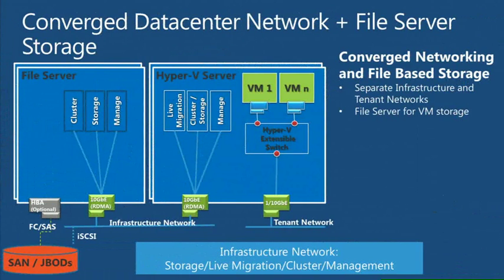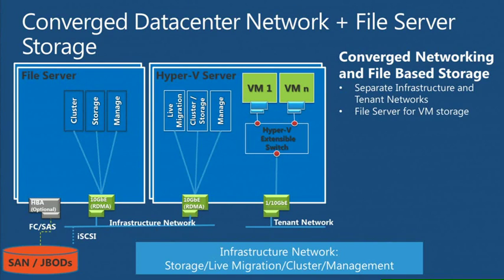Now, the second design pattern that we've considered that might be of interest starts to take advantage of capabilities that are introduced in Windows Server 2012. So we move away from design patterns that were focused on previous versions of Windows, and we start to leverage new capabilities in Server 2012. So we call this the converged data center plus file server storage.